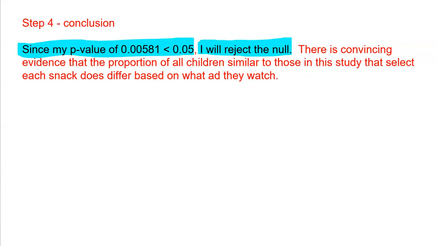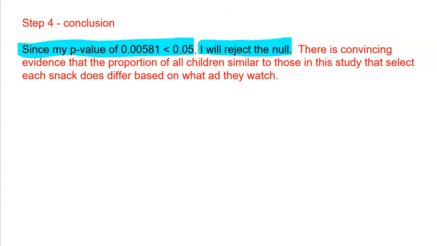And the third thing is the context. So there is convincing evidence that the proportion of all children similar to those in the study that select each snack does differ based on what ad they watched. You don't have to get too much into specifics about what ad caused what change, but just as generic, you're basically agreeing with the alternative hypothesis, that the proportion of children who select each snack does differ based on the ad they watched.